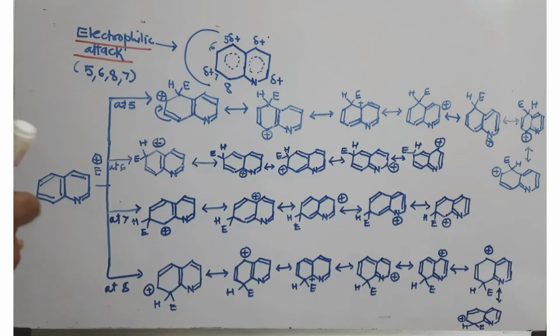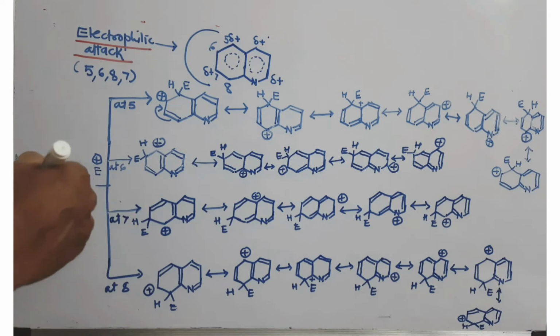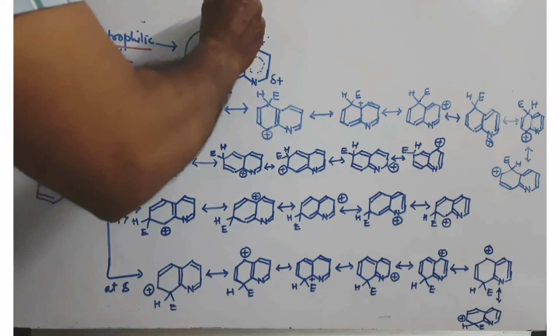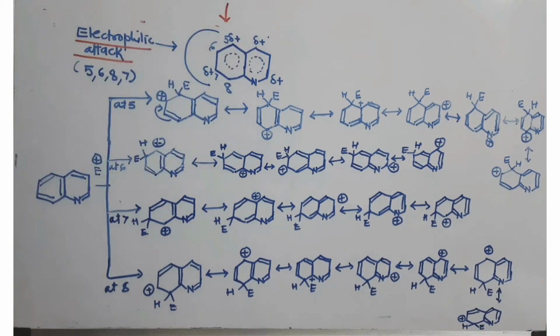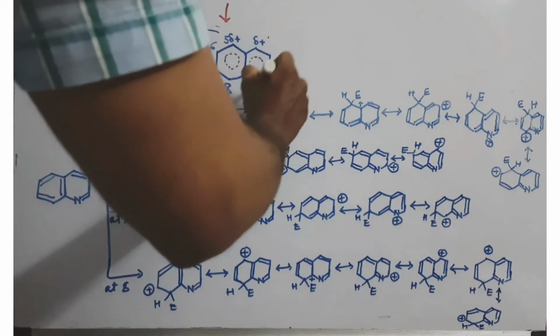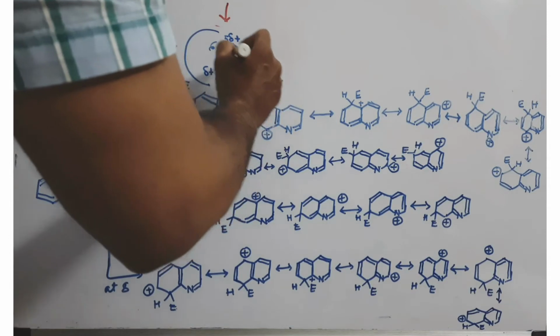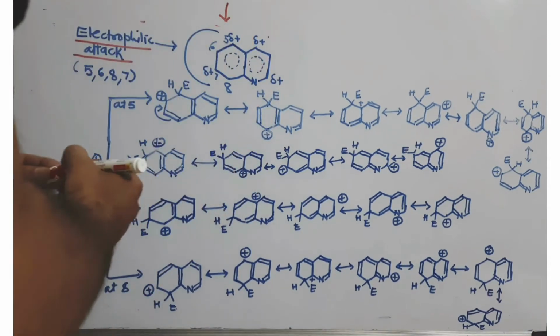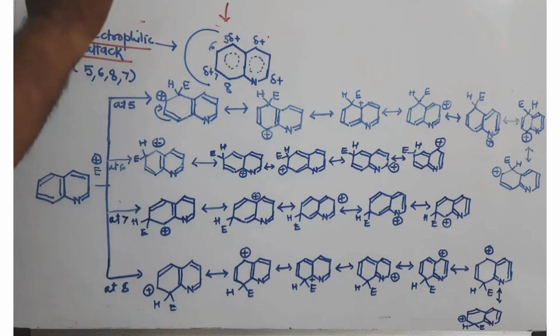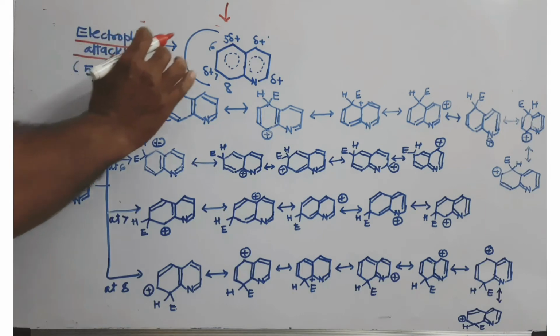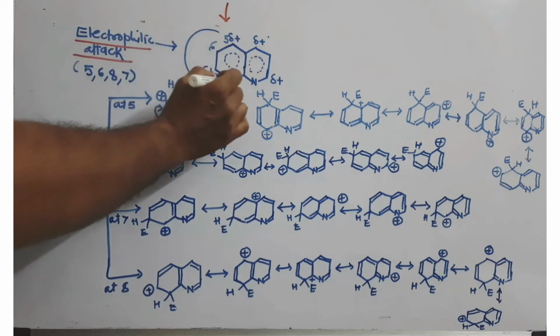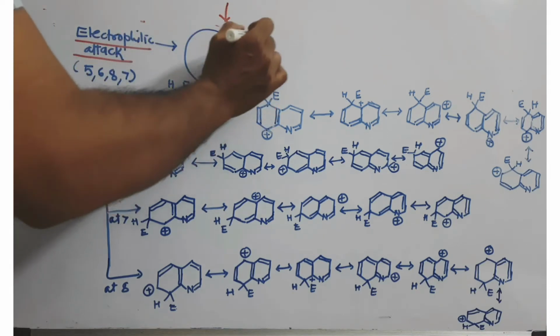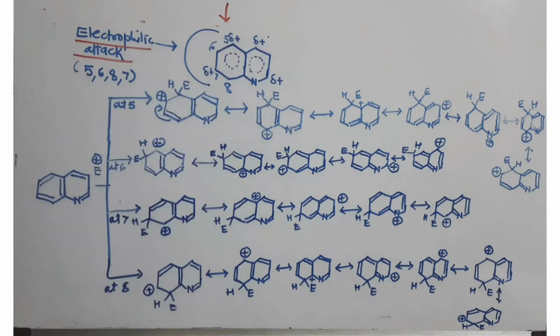Now we'll consider electrophilic attack in quinoline. As I mentioned earlier, the electrophilic attack takes place in the benzene ring, because as I mentioned, this ring is more positive as compared to this ring, and an electrophile is an electron deficient species. That's why it will prefer the benzene ring rather than the pyridine ring.